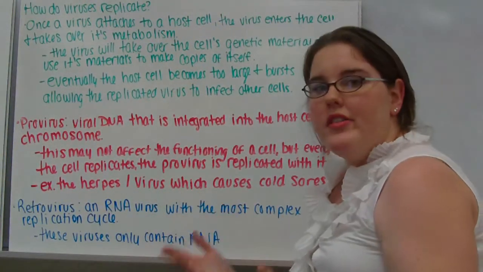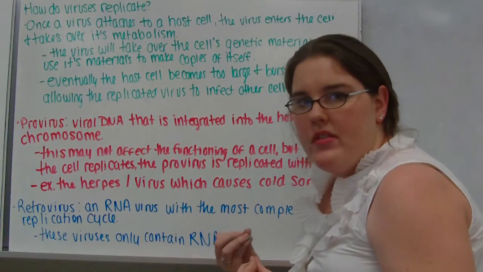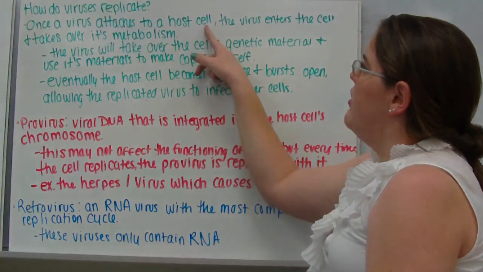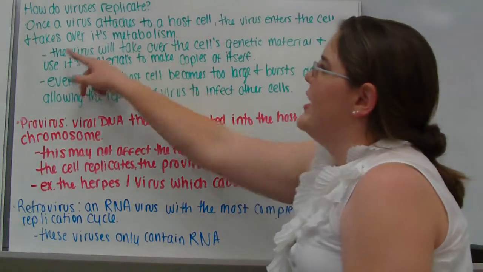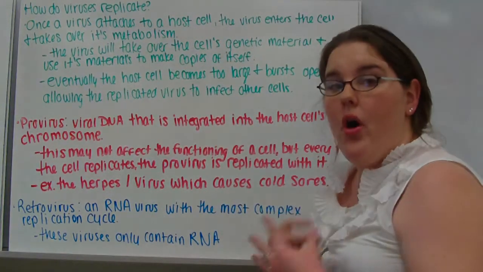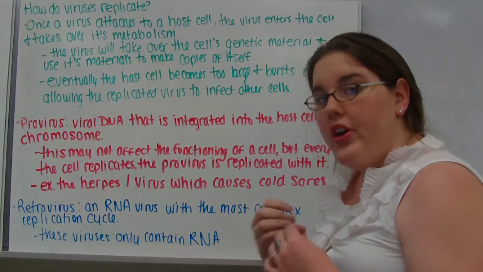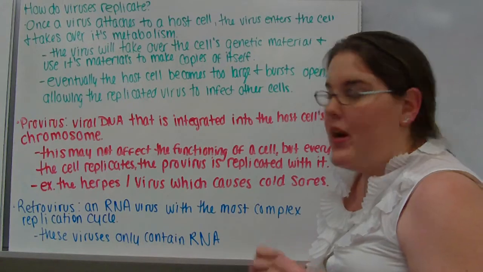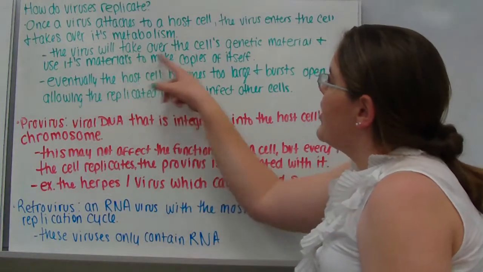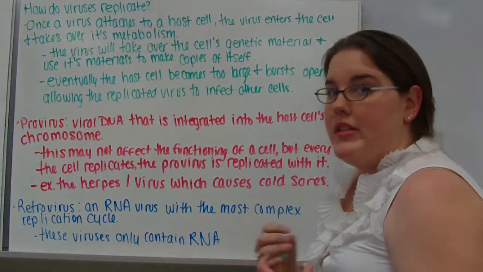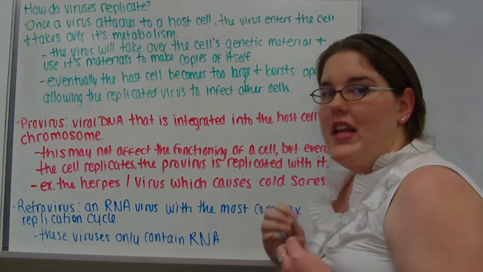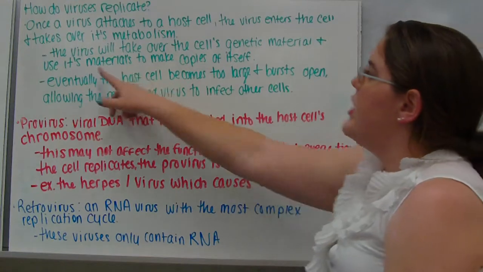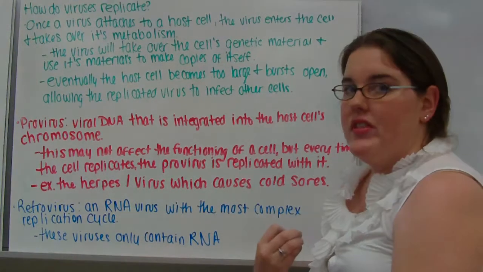So how do viruses replicate? How do they make copies of themselves? Once a virus attaches to a host cell, the virus enters the cell and takes over its metabolism. All of those processes that are occurring inside the cell, the virus will take over. The virus will take over the cell's genetic material, its DNA, its organelles, anything inside that cell, and use its materials to make copies of itself.